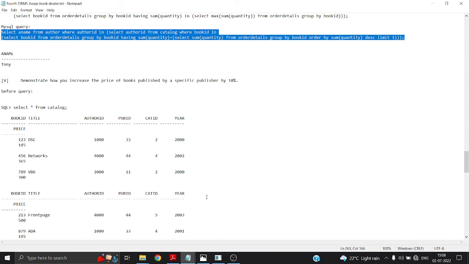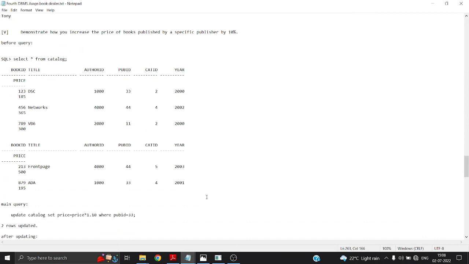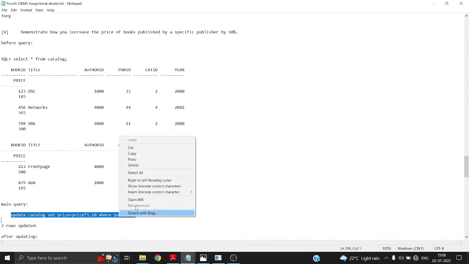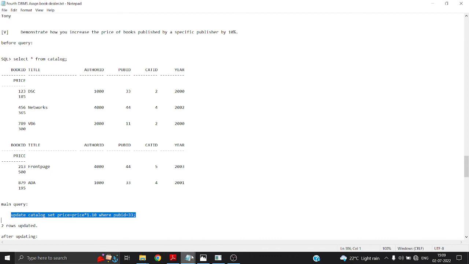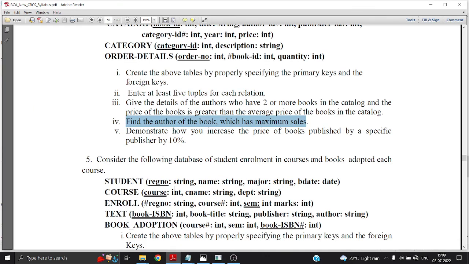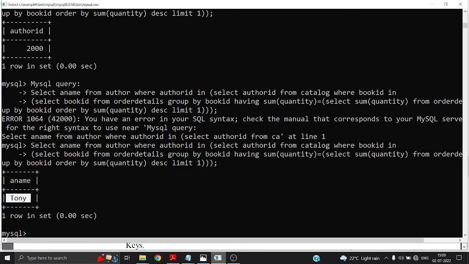Demonstrate how you increase the price of the textbook by 10%. That query is simply updating information. Demonstrate how you increase the price of the books published by a specific publisher by 10%. For that query, let me show you.